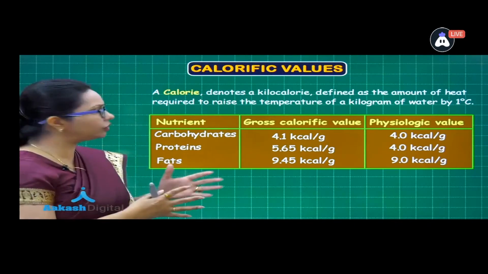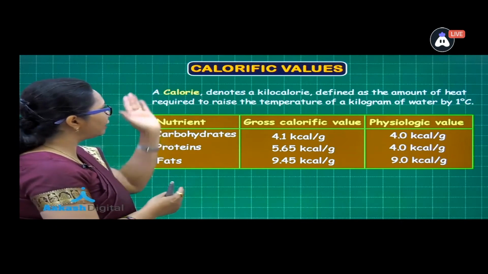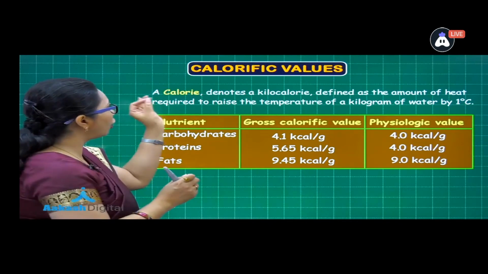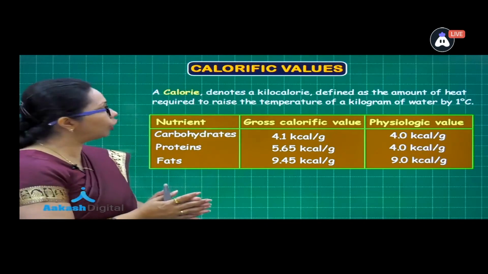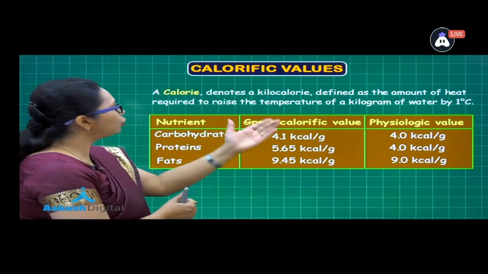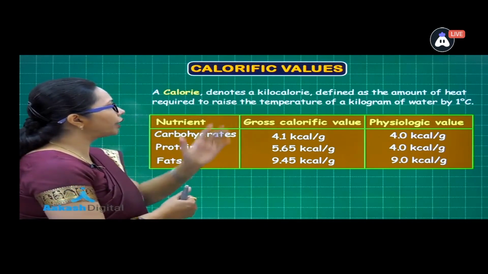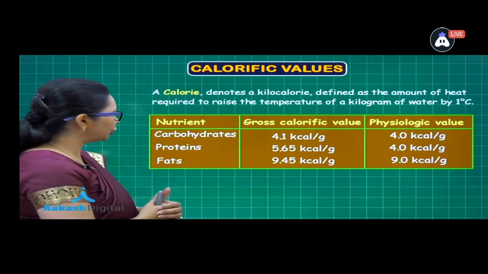However, dietitians use the term calorie, but a dietitian's Calorie is written with a capital C, which actually denotes kilocalorie. And how do we define this kilocalorie? It is the amount of heat required to raise the temperature of a kilogram of water by 1 degree Celsius.